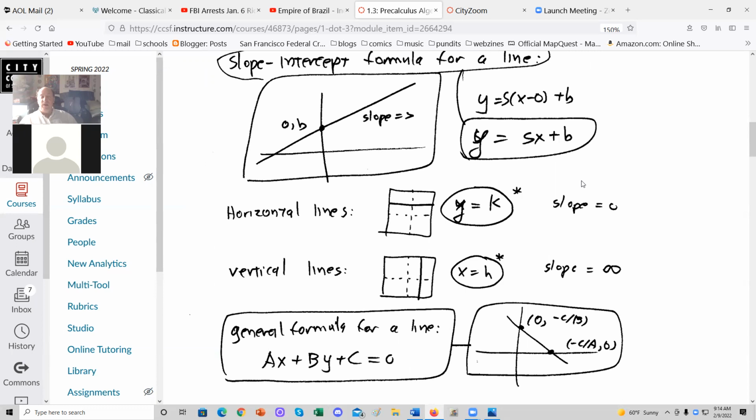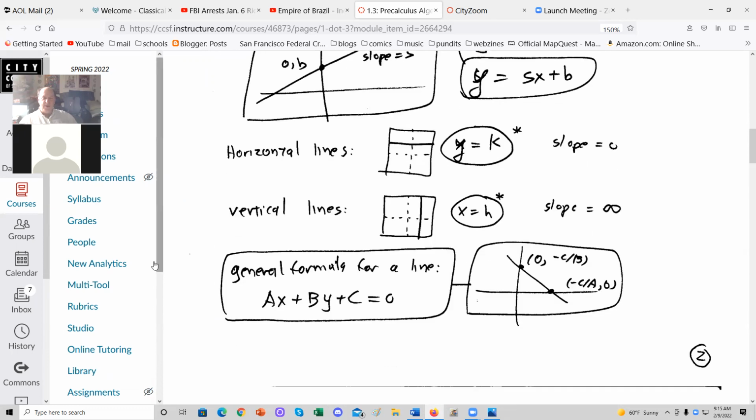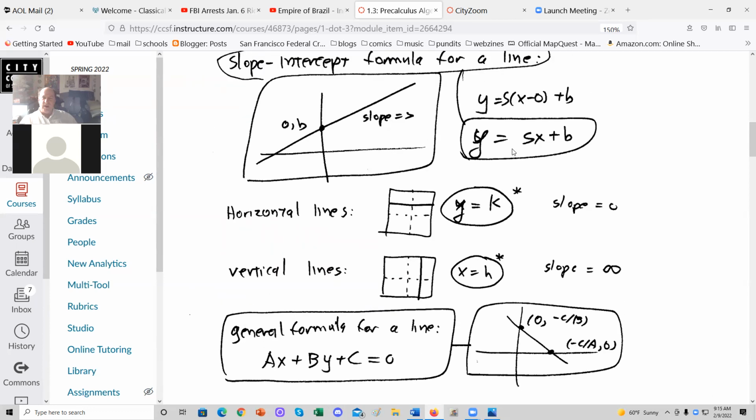All right, now, because we want to be able to include both lines with slope and lines with infinite slope in one formula, there is what's called the general formula for a line. It goes like this: ax plus by plus c equals 0. Now, if b is 0, you get a vertical line, x equals a constant. If a is 0, then you get y equals a constant, a horizontal line. And if neither is 0, then you get something like the slope-intercept formula.